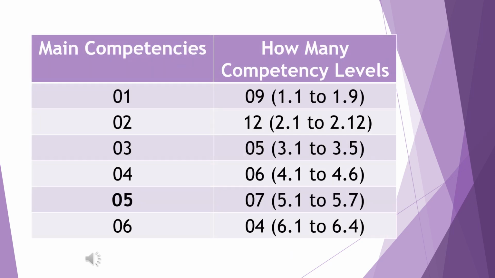You should complete six main competencies for the grade 12 syllabus. For the first term, you should study from competency level 1.1 to competency level 2.8. Altogether, you have to complete 17 competencies.